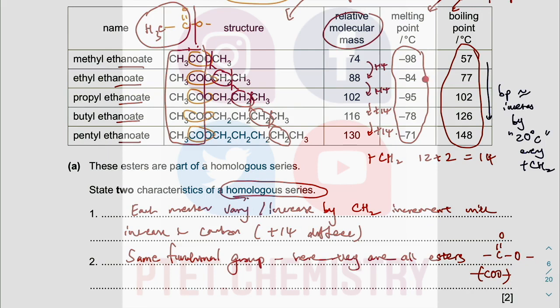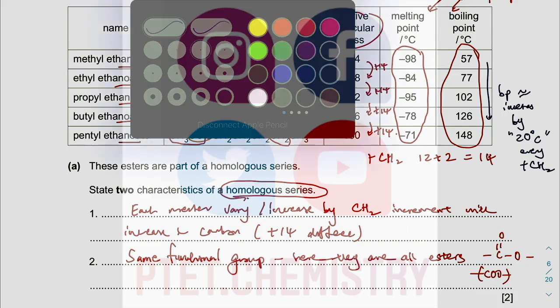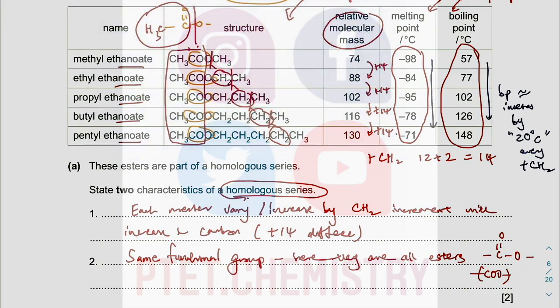What do you see here? This one is minus 100 roughly. This is minus 80. So this is an increase of 20. But do you see how it increased and then it decreased again? And then it increased and increased. So basically we are saying there is an inconsistent increase or trend in melting point.